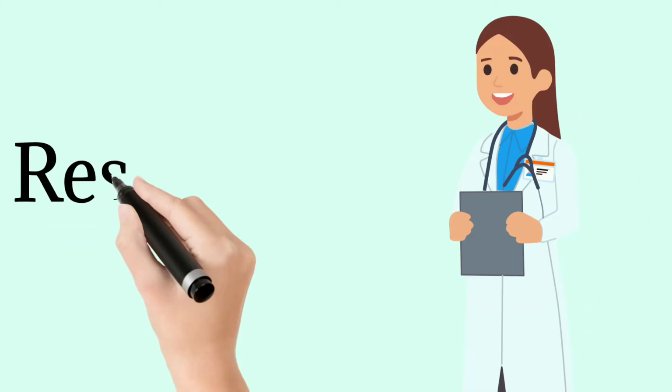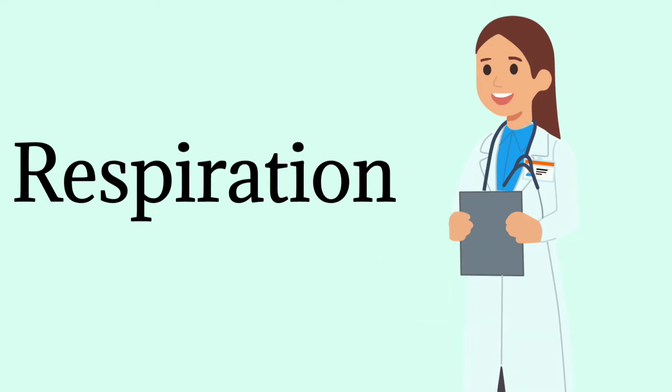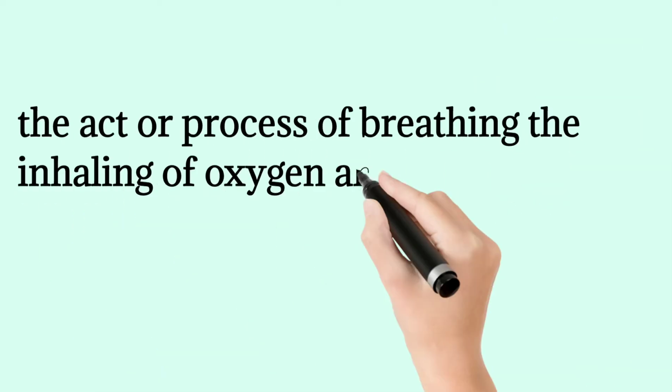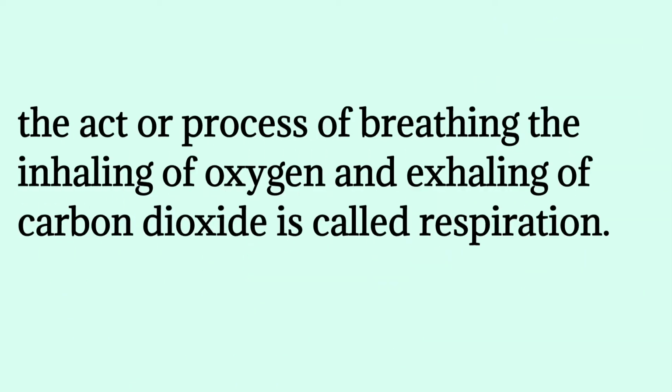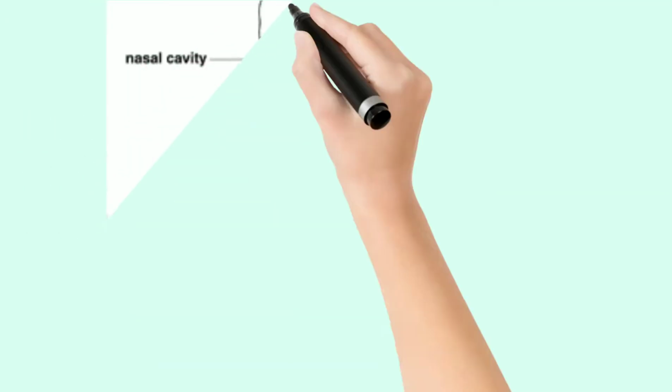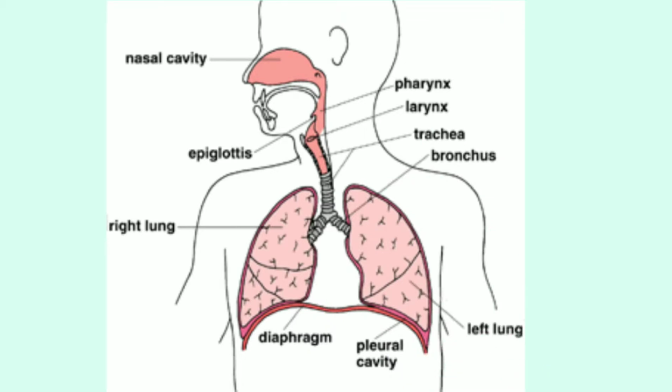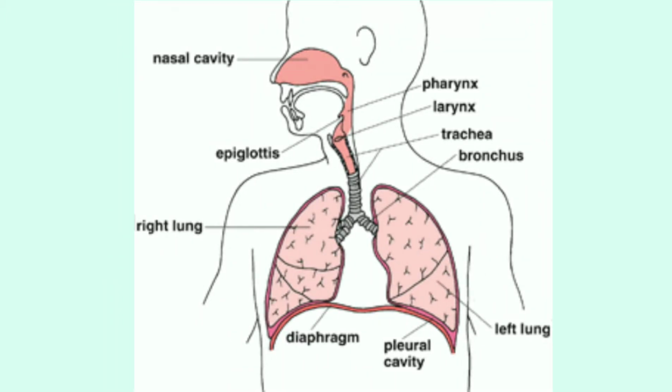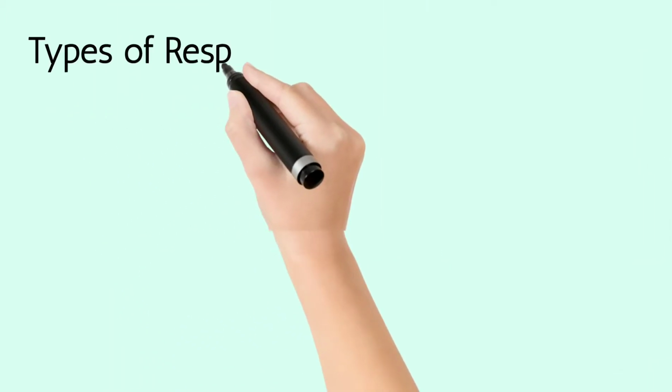In this video, I am going to tell you about respiration. The act or process of breathing, the inhaling of oxygen and exhaling of carbon dioxide, is called respiration. You can see in the diagram the nasal cavity, pharynx, larynx, trachea, bronchus, both lungs, diaphragm and pleural cavity, which include the respiratory system of the human body. It helps in inhaling and exhaling of oxygen and carbon dioxide.